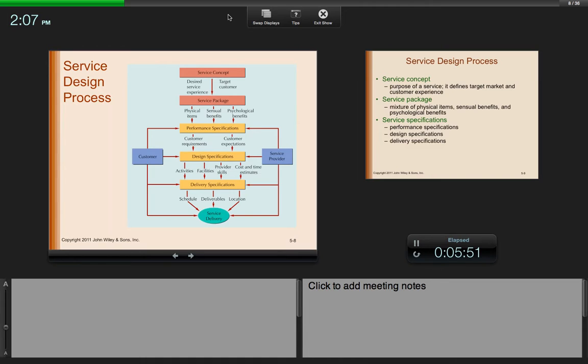Then I get into design specifications. What do I need to perform those services? Do I need desks? Do I need phones? Do I need toll-free numbers? What are those items that I need? And how do they fill out into a delivery specification?